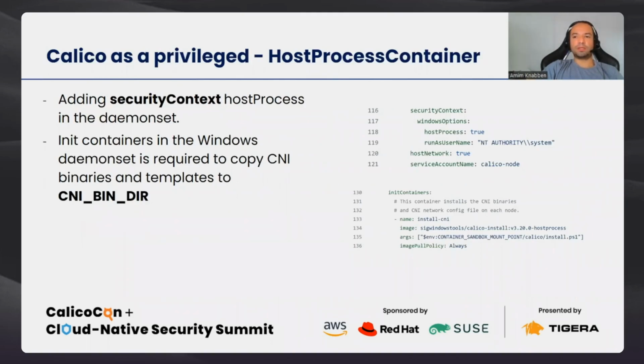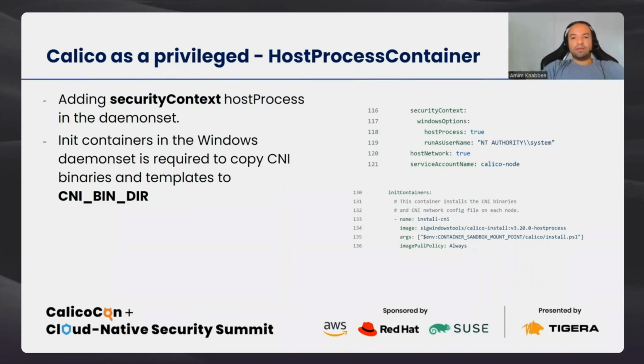The other way to run Calico inside a cluster, and this is the modern way to do that, and the most Linux parity way to do that, is to run Calico as a privileged container, as a host process container inside the Windows. It's required to add the security context host process in the daemon set. Security context will have host process equal to true in the Windows options. This will enable Calico to run as a process inside the Windows, but the lifecycle is still managed by Kubernetes. You need to set host network equals true as well, so the IP of Calico will be the same IP of the node that it's running on.